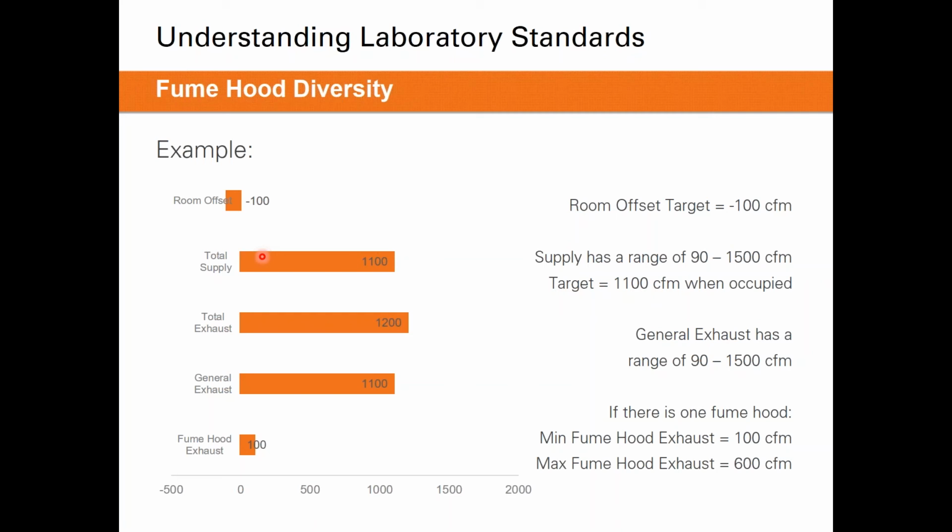Now to maintain that room offset, our total exhaust needs to be 1200 CFM. And to achieve that, we have a general exhaust valve that has a range of 90 to 1500 CFM, the same as the supply. We also have one fume hood in the space, which has a minimum CFM of 100, and when the sash is open, we'll be controlling to 600 CFM on the fume hood. So in our closed position right now, we have 100 CFM being exhausted from the fume hood. Our general exhaust is controlling to 1100 CFM to maintain our total exhaust and our room offset.